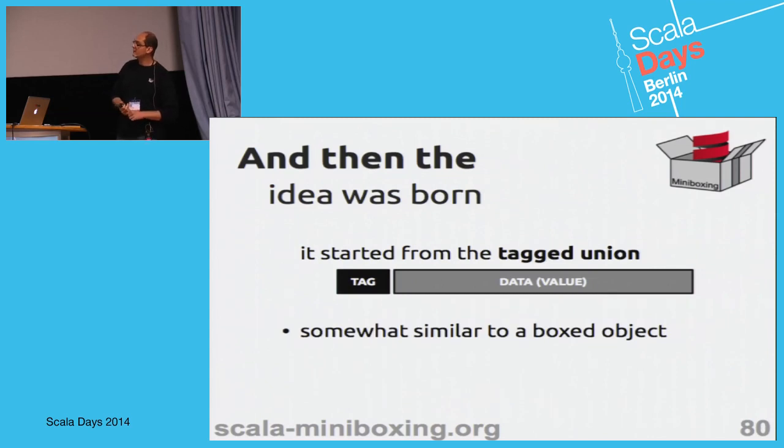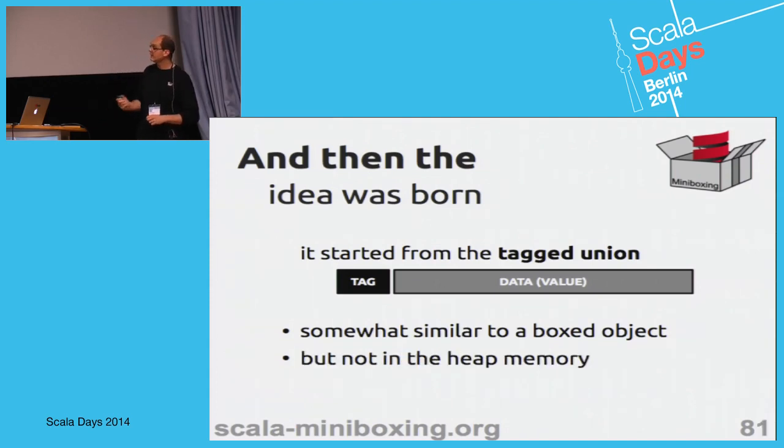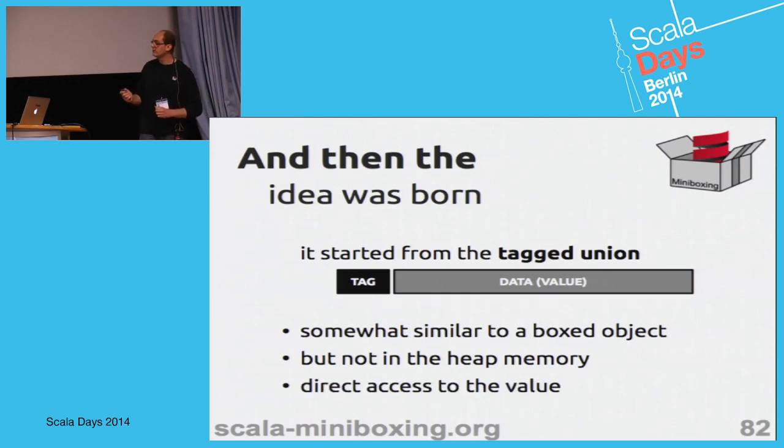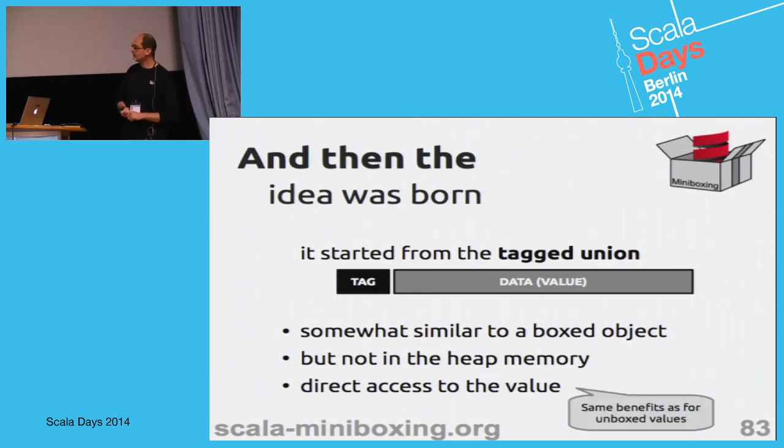So this is somewhat similar to a boxed object, right? Because a boxed object has a header, like the tag, and the data, where it keeps the value. Well, not really, because this is not on the heap memory. So we don't allocate a new object on the heap memory. We don't need to garbage collect it. Furthermore, it provides us with direct access to this value, which means not that we need to access a pointer, but we can read it right away. So we reap the benefits of unboxed values through this.